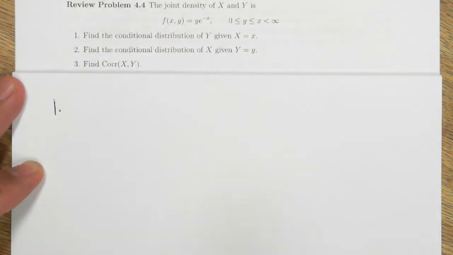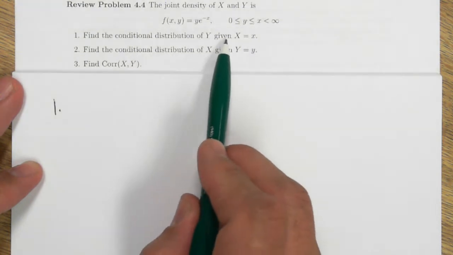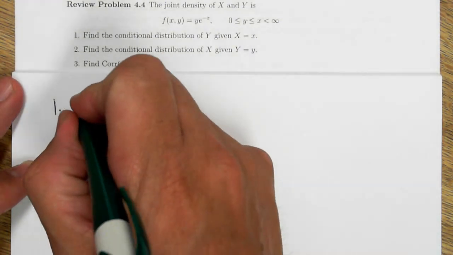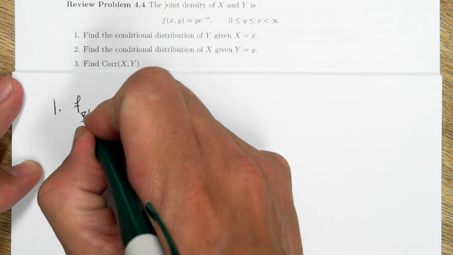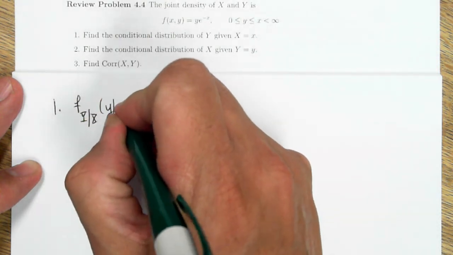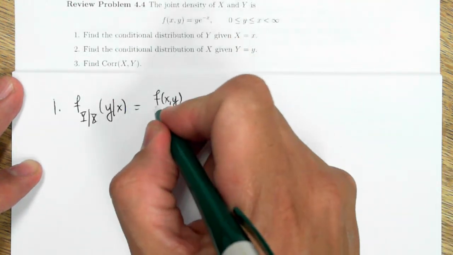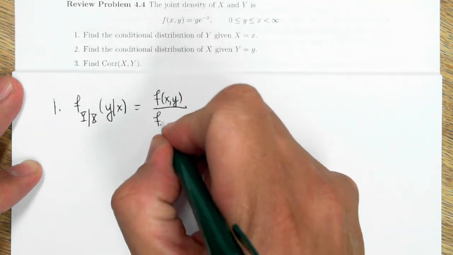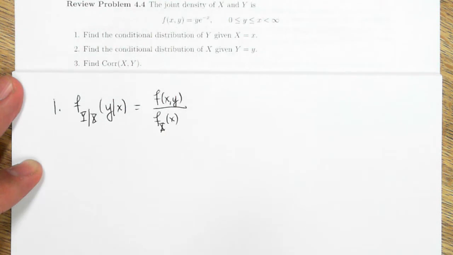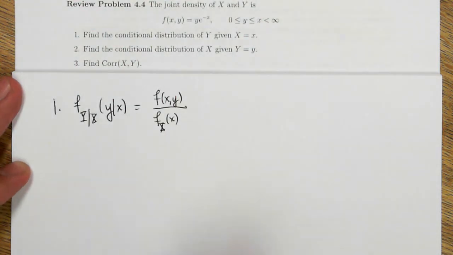So first off, let's find the conditional distribution of y, given that capital X equals x. That will be the joint distribution divided by the marginal density of x. So first things first, let's figure out the marginal density for x.